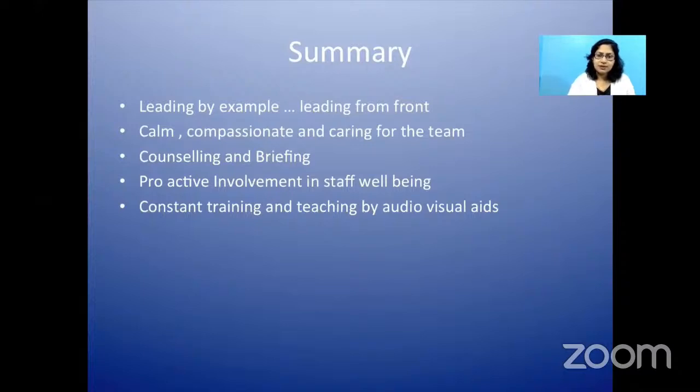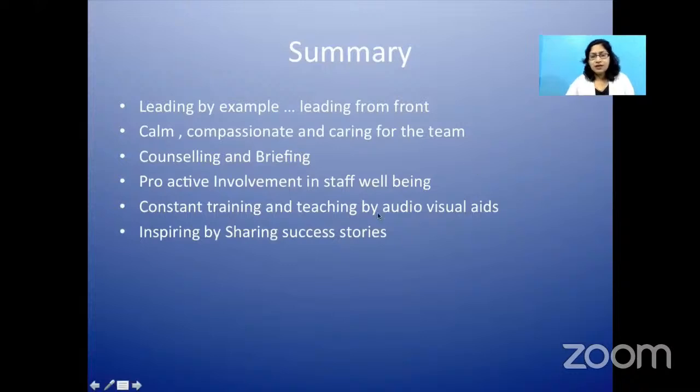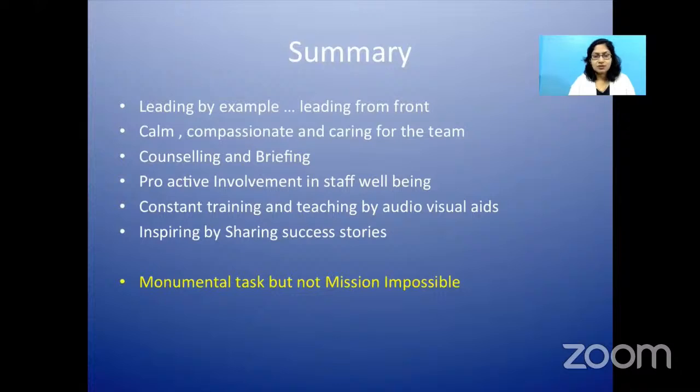Constant training and teaching by audiovisual aids has remained the mainstay. COVID has taught us this is the best way to continue education and training at all times, even under severe constraints. Inspiring by sharing success stories remains a very important way of boosting morale. So motivating the team during this COVID-19 time was a monumental task, but nevertheless, it was not mission impossible, I would say.